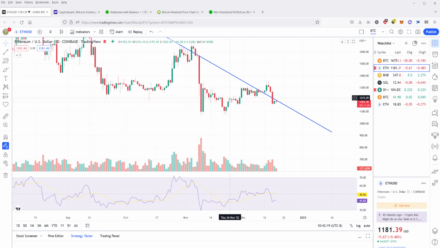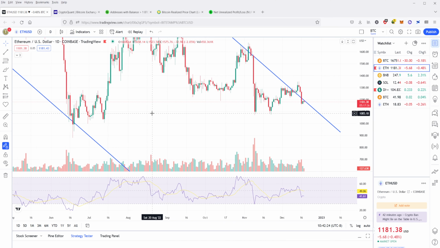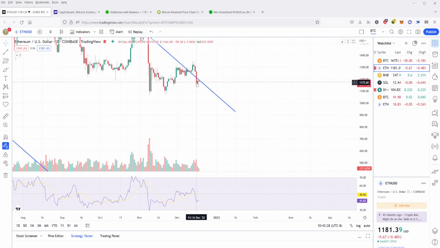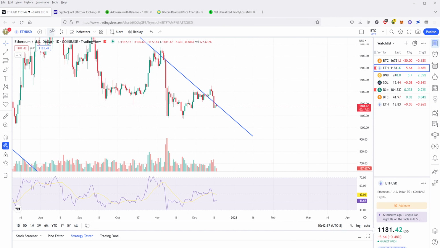Now, what we have here is the current support at about 1158, and then we'll have additional support down here to 1100. So I think, especially with Ethereum, it's going to be coming under this level, and we're probably going to see a retest of that 1100 level, and that is the most likely outcome, I think.